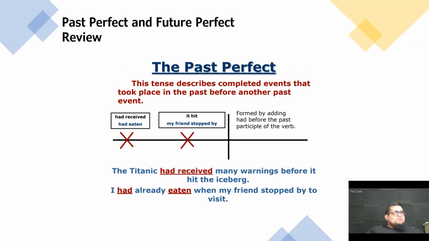The past perfect. This tense describes a completed event that took place in the past before another past event. It's formed by adding had before the past participle of the verb. For example, the Titanic had received many warnings before it hit the iceberg. Or, I had already eaten when my friends stopped by to visit.